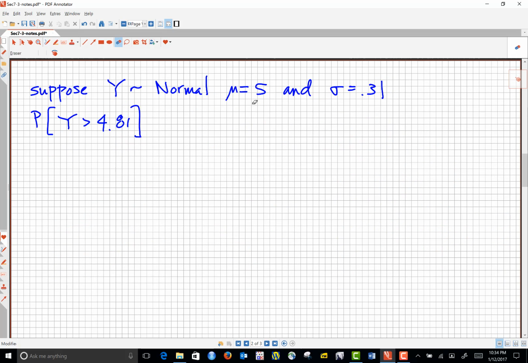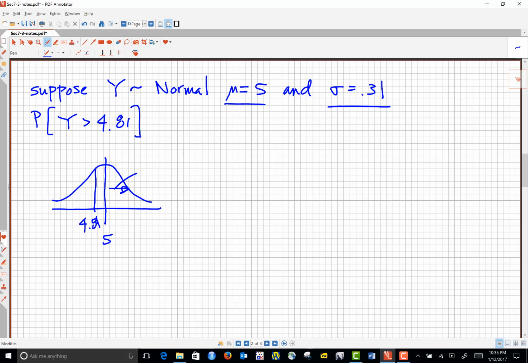To take another mean and standard deviation, I could deal with a mean of 5 and a standard deviation of 0.31, and for example ask the question, what's the probability that such a variable is bigger than 4.81? Pictorially, what I'll be looking for is an area to the right of 4.81 when this curve is centered at 5 and has a standard deviation of 0.31. So I'm looking for that kind of an area.